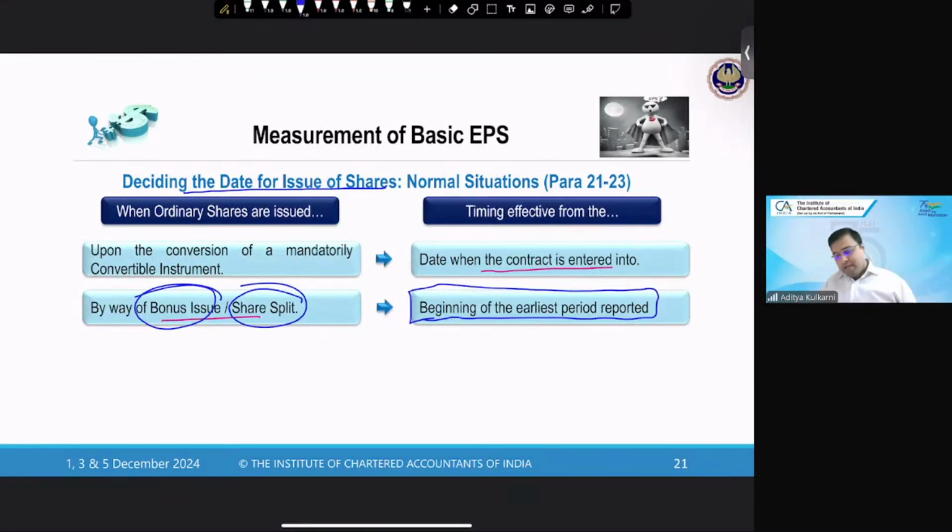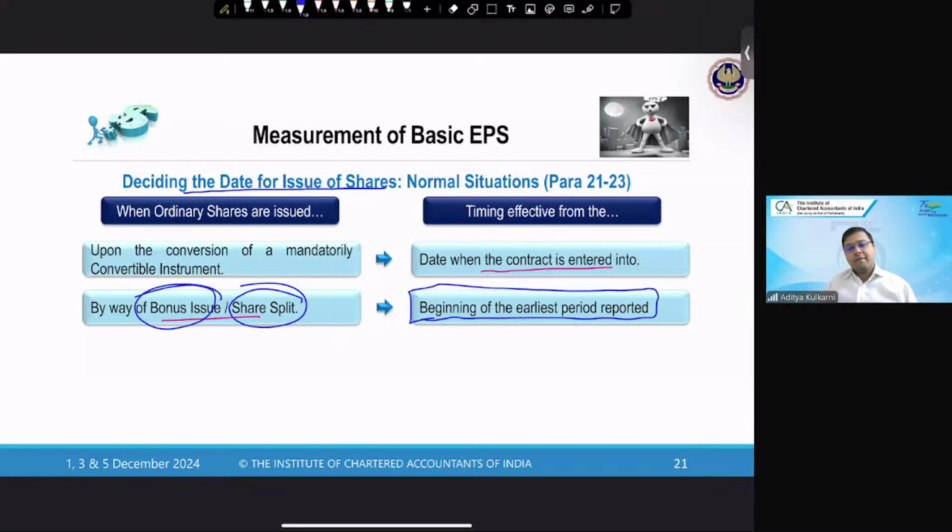Now, when you have to present a draft red herring prospectus, you have done a bonus issue in the current year. What will be the earliest date? Across all 5 years, the first day at the end of the 5th year will be the earliest reporting period that you will present, as if the bonus is there right from that period. Are you okay with it now?